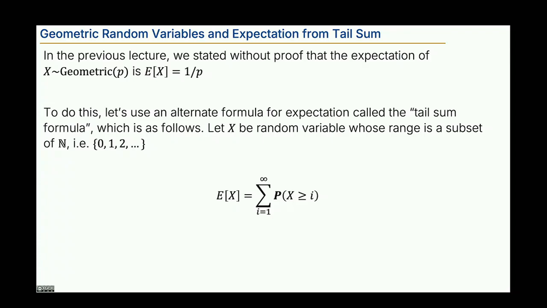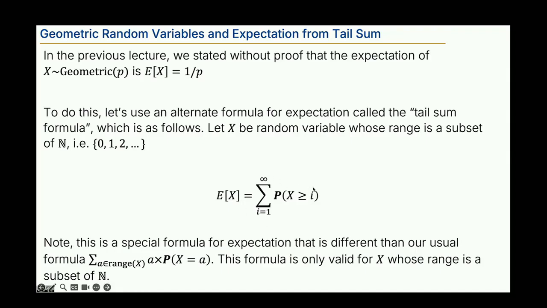What we're going to do is use this formula to compute the expectation of a geometric random variable. And before I use this formula, I'm first going to justify it for you. This formula turns out to be exactly the same as our normal expectation formula with one caveat, which is that this formula only works if the range of the random variable is a subset of the natural numbers. Once you have a random variable which has, for example, 0.6 in its range, this isn't going to work, obviously.